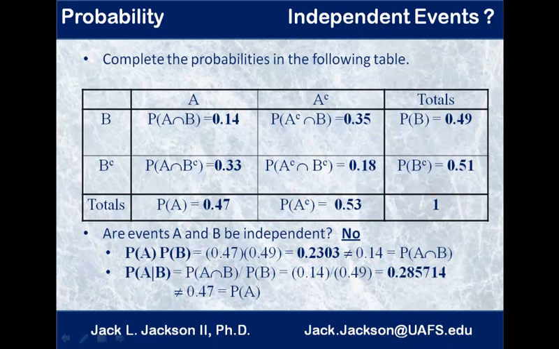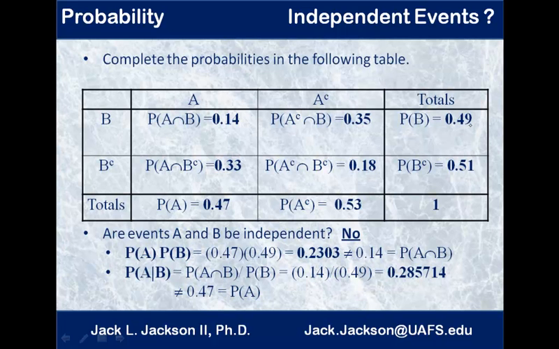Okay. Well, no, they're not independent. A couple of different ways we can see that. For example, let's figure out what happens when we multiply probability of A and probability of B. That's 0.47 times 0.49. That's 0.2303. If it's independent, that should be the probability of the intersection of A and B, but the probability of intersection A and B was 0.14.